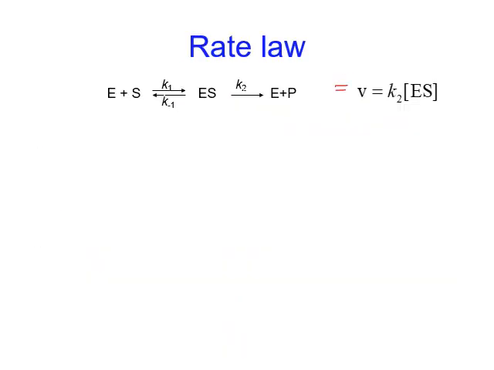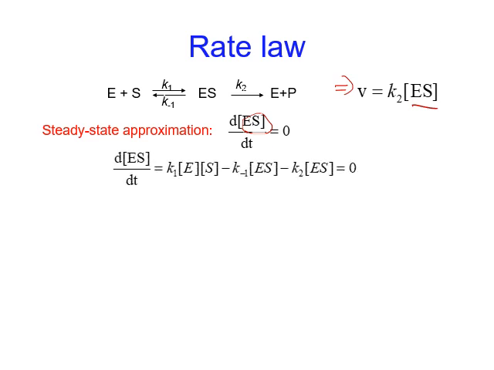This is the formation rate for the product, which involves the enzyme substrate complex. The steady state approximation tells us that this enzyme substrate complex should not change with time. The reaction rate is 0. From the mechanism, we can write the reaction rate for the enzyme substrate complex.